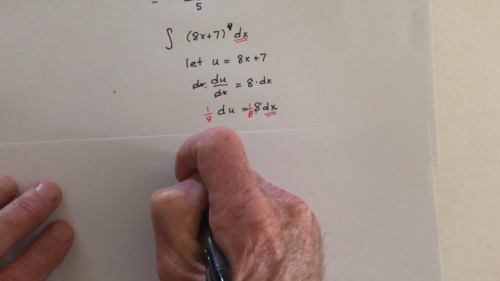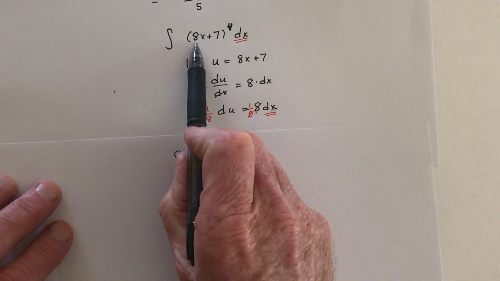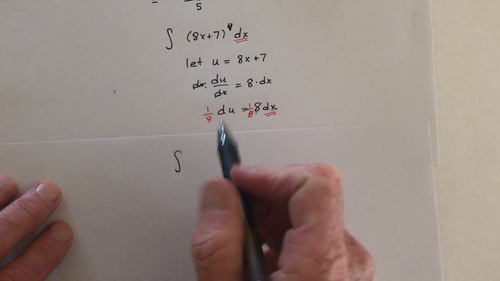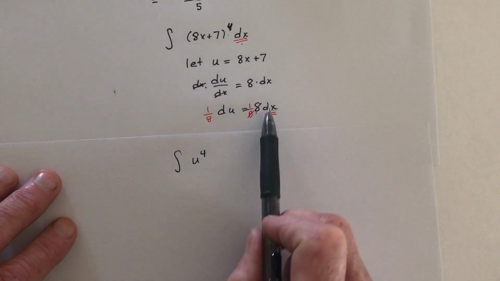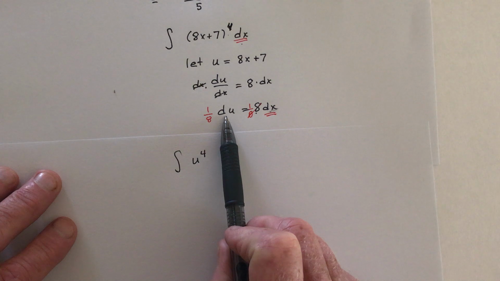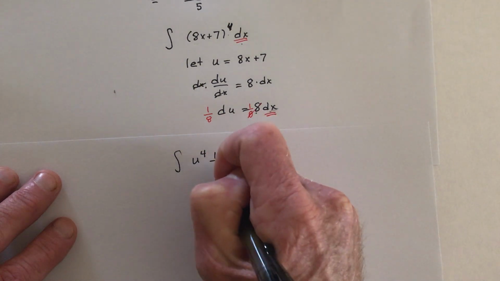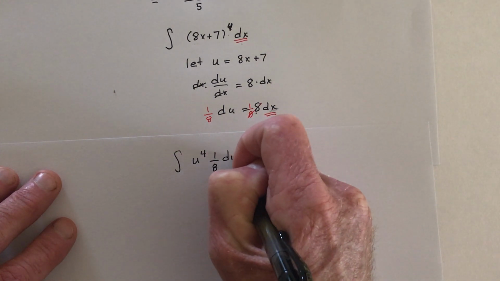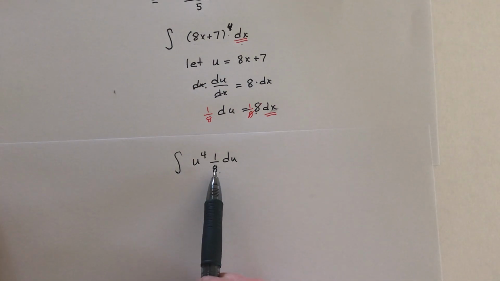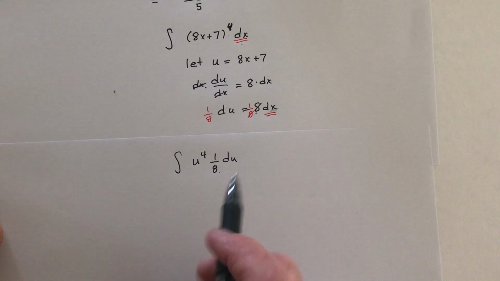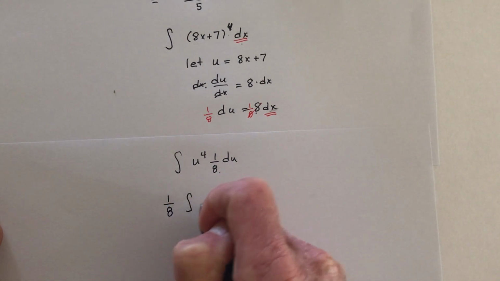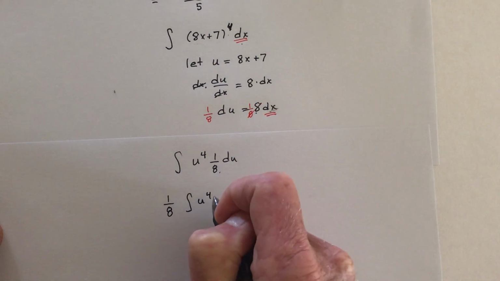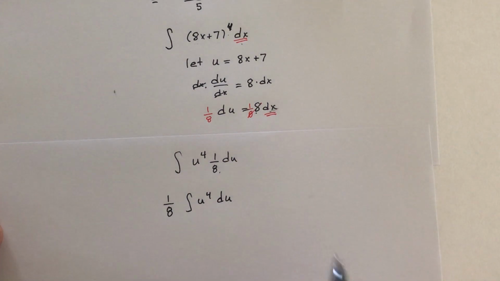So then I would have the integral. This part is u to the fourth, and then dx gets replaced with 1/8 times du. And when you're doing antiderivatives, if you have multiplication or division by a number, you can actually factor that out. So I would factor out the 1/8, and then I would say find the antiderivative for the u to the 4th.